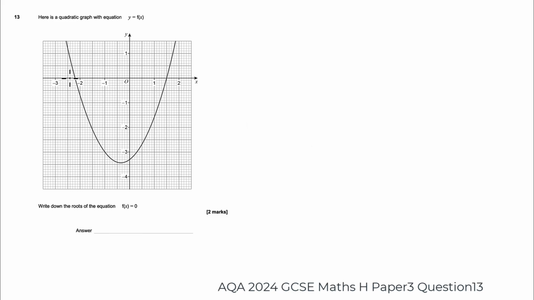Now there's 10 little squares between each of these integers on the x-axis. So this is 2 squares to the left of negative 2. That'll be negative 2.2. So negative 2.2 is one of the roots, and the other root is 1.5, halfway between 1 and 2.